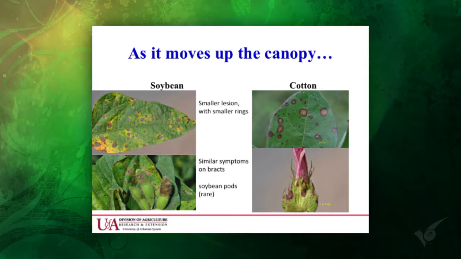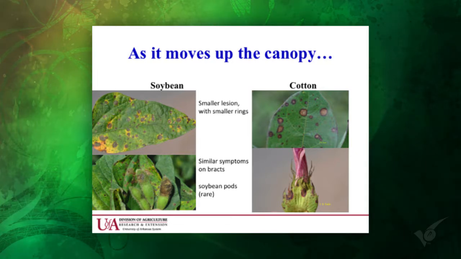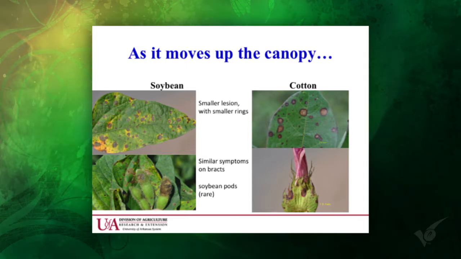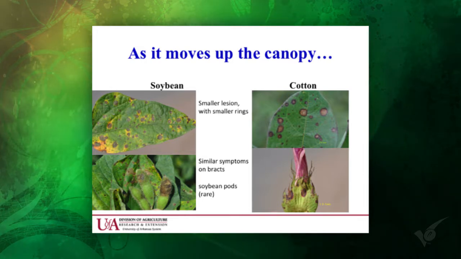The other symptoms there are more of a rarity on soybean. You can find it on the pods, but you have to look at quite a few to find it. Usually when I see something like that, there's a lot of other things out there, anthracnose, that's also causing some of that similar problem. And then on the cotton as well, we can see it on the bracts.